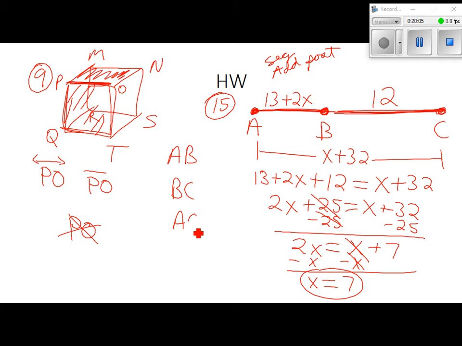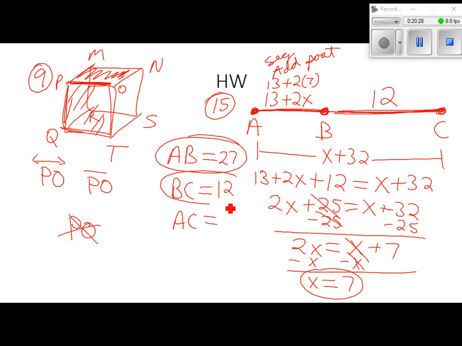We already found x, that's one of our answers, right? Plug it in. So if we take this 7 and plug it in right here, you get 13 plus 2 times 7. What's 2 times 7? 14. 14 plus 13. 27. So that's one of our answers, 27. BC is 12. We already know that's 12. I just gave you a free point there. And this will be 39. Everybody agree with that?